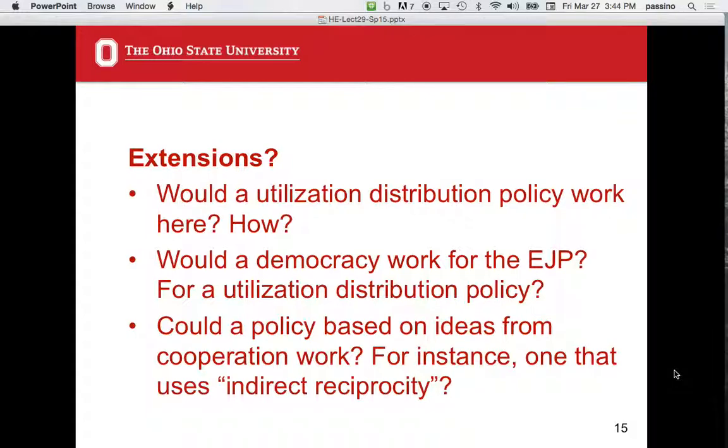If I give Courtney something, and she doesn't give me anything, and I give her something again, and again, and Tyler's watching me, he says, man, Kevin's a good guy. I'm going to give him something. And it works. He does give me something. This happens in a lot of contexts. This is called indirect reciprocity, and the idea is that by giving Courtney something, I'm increasing my reputation, and then people are more likely to help you out.